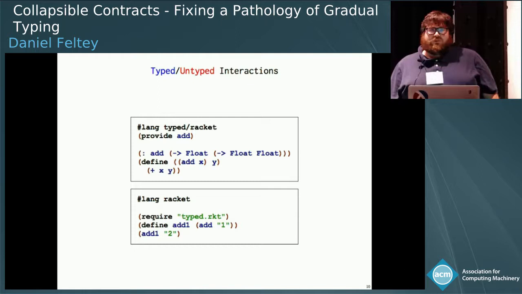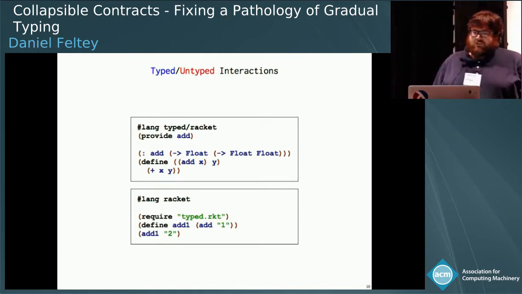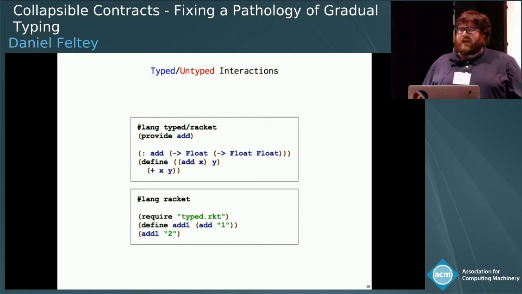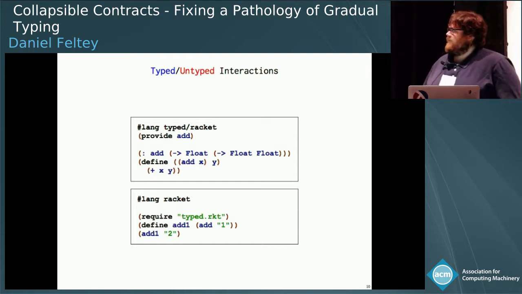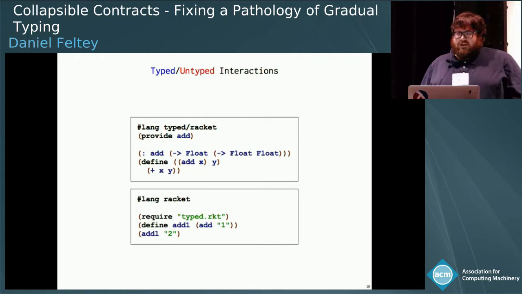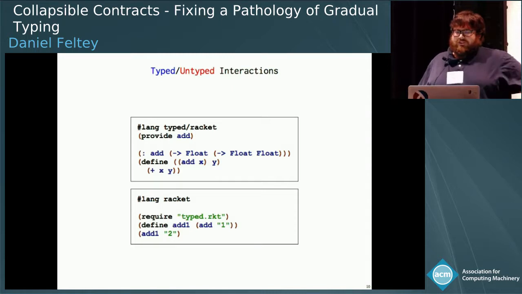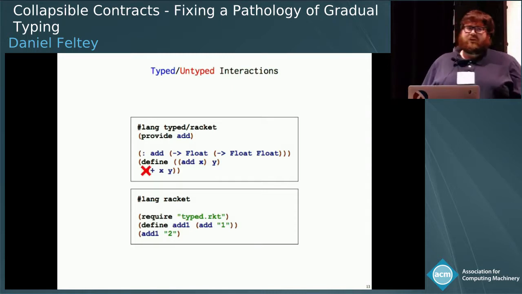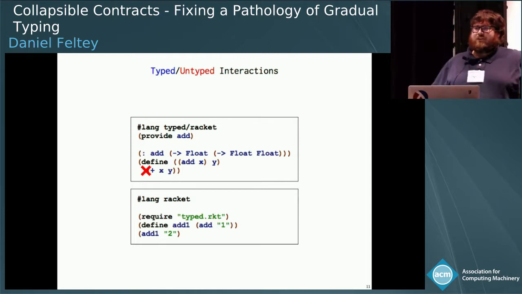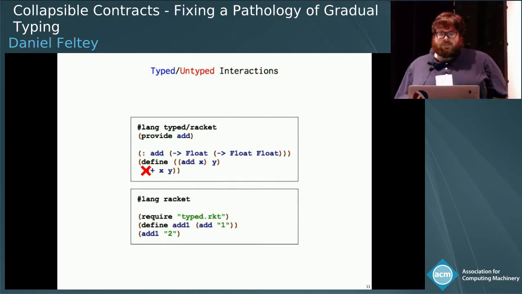Along the way, we have to deal with interactions between typed and untyped components. For example, let's consider a typed add function. We have a curried add function that's just going to add two floats together, and we want to use this in an untyped program. Except the untyped program has forgotten that add is supposed to take floats, so they try and add two strings together. If these are both dynamically typed programs, then when we run them, we would probably just get some dynamic error from plus saying that you can't add two strings together.